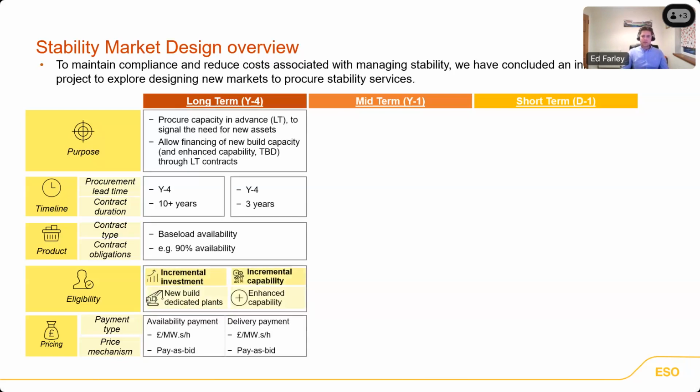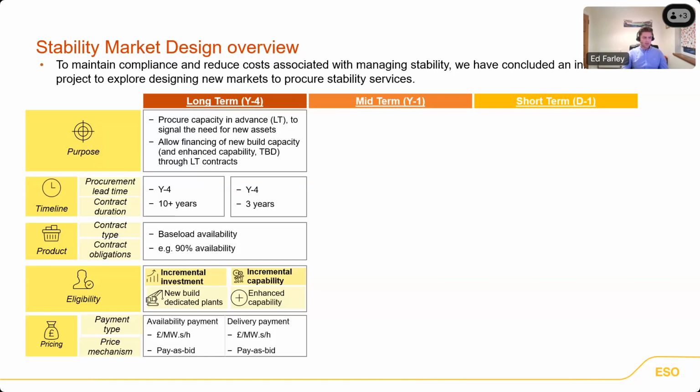The first type of market followed on from what I've talked about with Stability Pathfinders. So the long-term year-4 market is designed to be a further iteration of that Pathfinder process. It's designed to procure capacity in advance and allow us to signal the need for new assets in advance. It will allow us to finance particularly new build capacity, but also allow a signal for enhanced capability from existing assets. And I'll talk through this in a little bit more detail now.